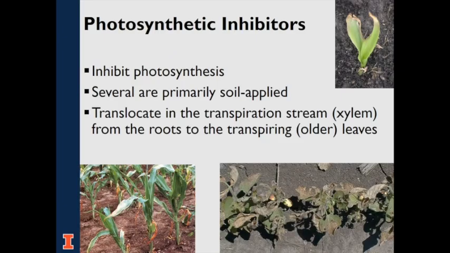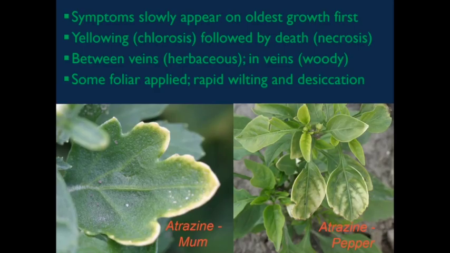Photosynthetic inhibitors inhibit photosynthesis. Several are primarily soil-applied, and they translocate in the transpiration stream, so the xylem or water stream, from the roots to the transpiring older leaves. Symptoms slowly appear on the oldest growth first. Yellowing, called chlorosis, occurs first in the transpiring older leaves.